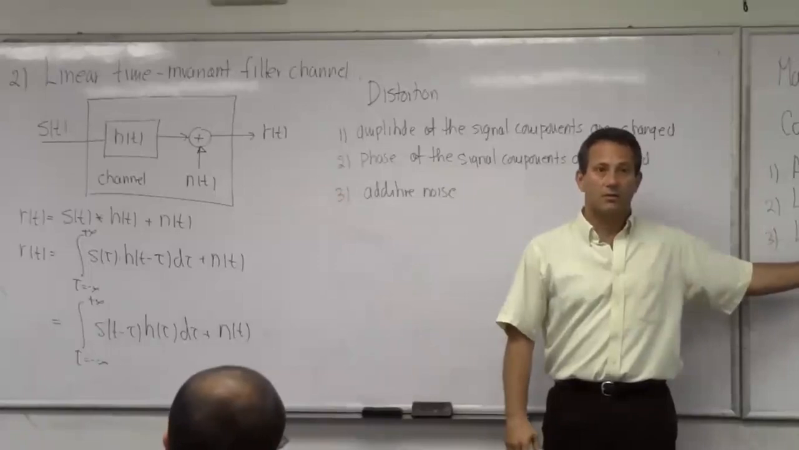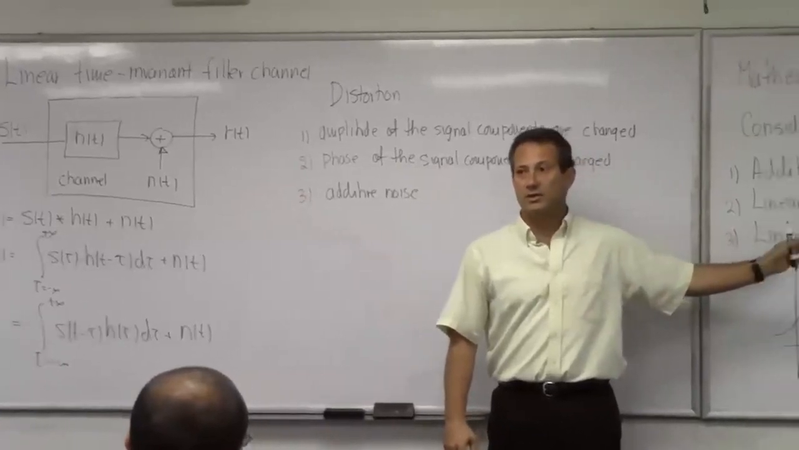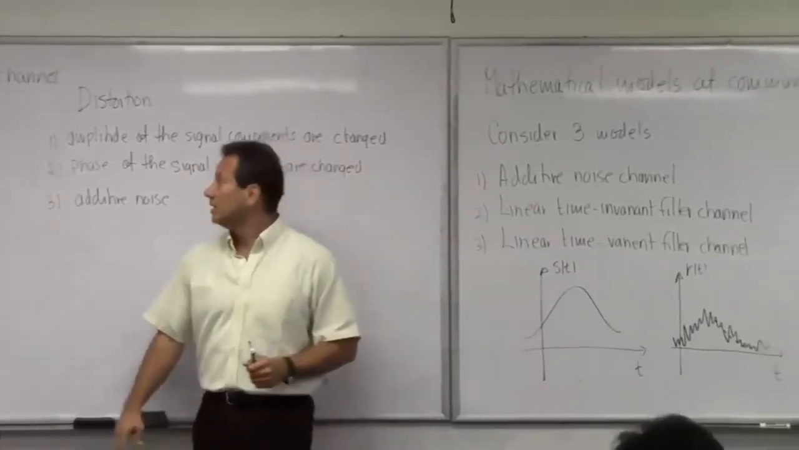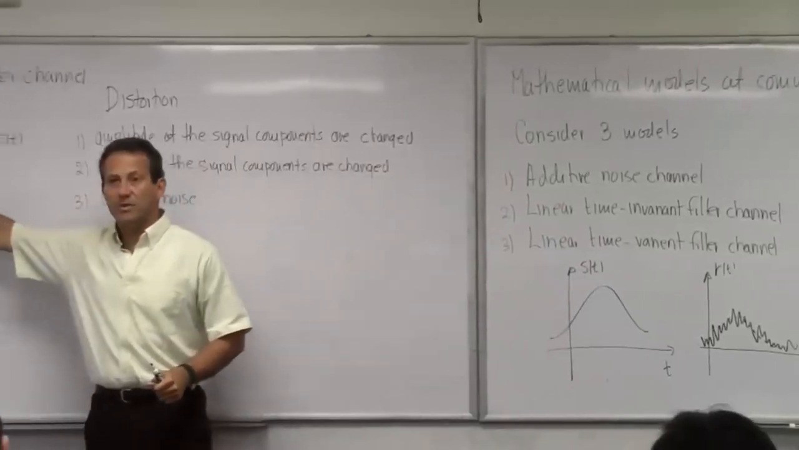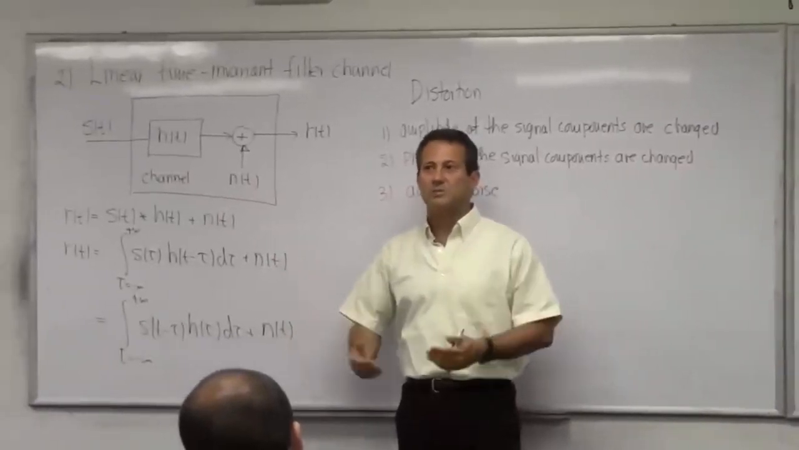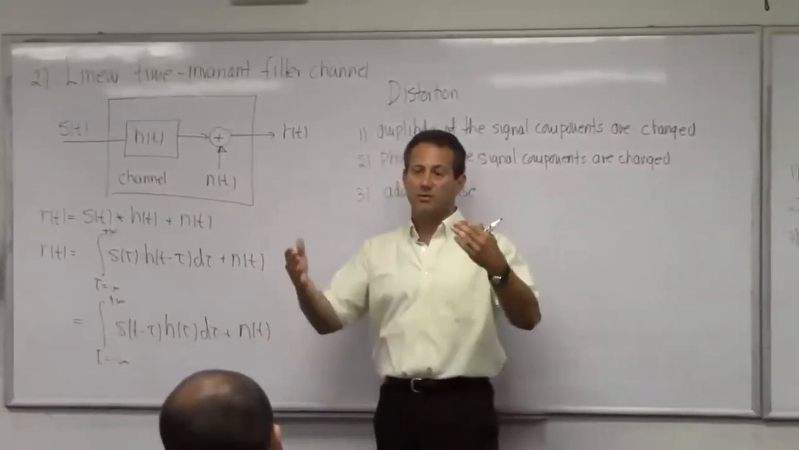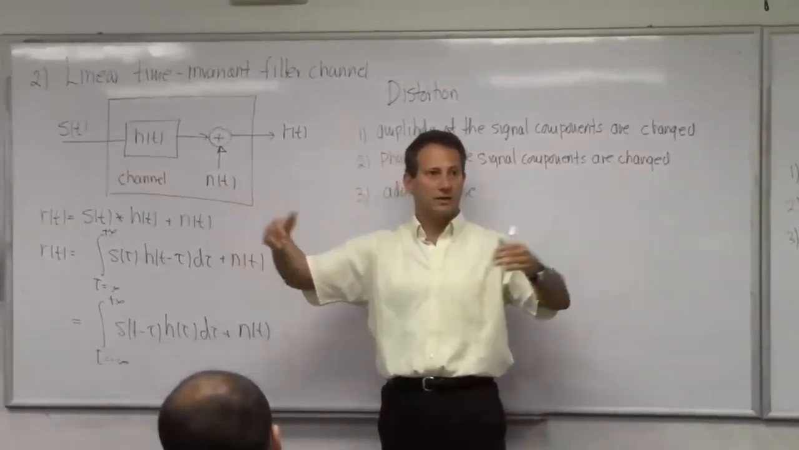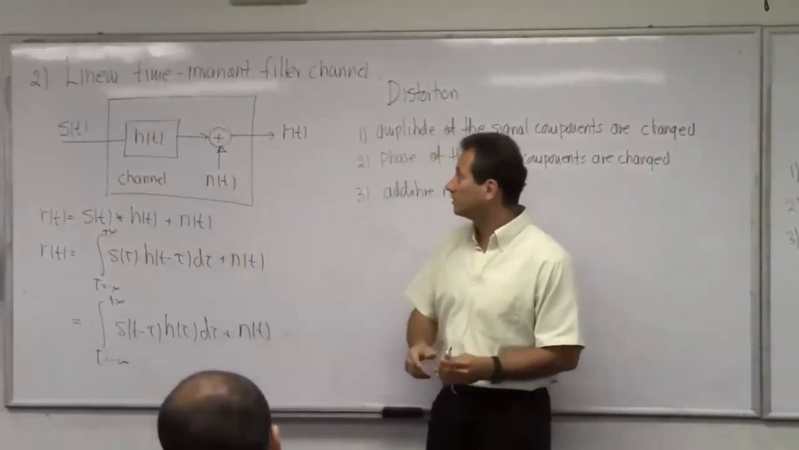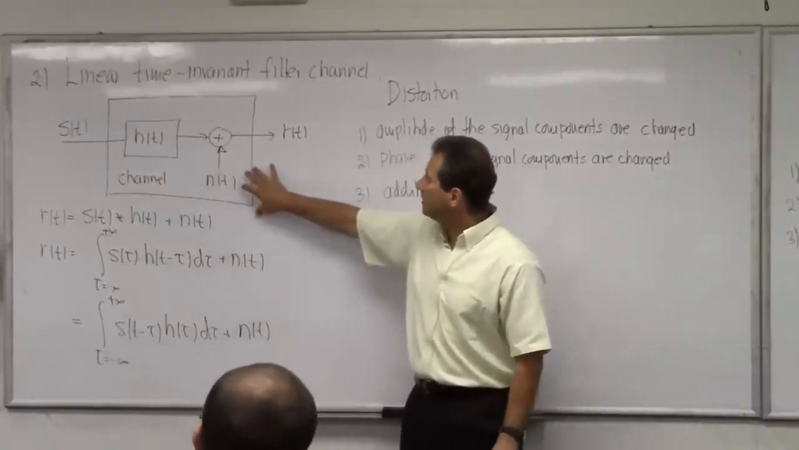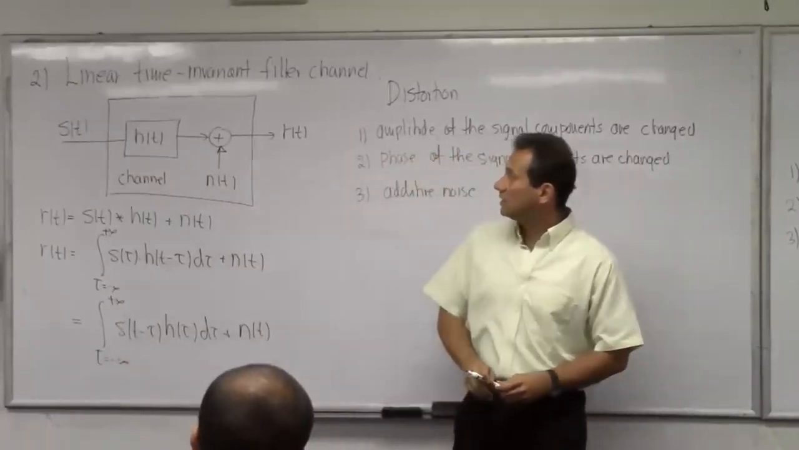This channel would treat every sinusoid the same way. It will attenuate every sinusoid by the same amount. Here, the channel may prefer certain sinusoids over the others, and that's the filtering aspect of the channel. They amplify certain portions of the spectrum and attenuate certain other portions of the spectrum. So that's the linear time invariant channel.